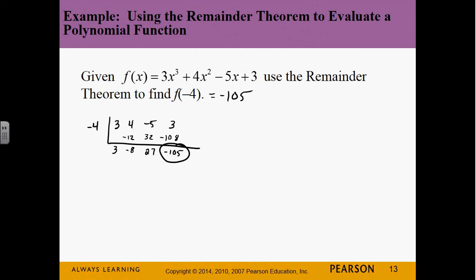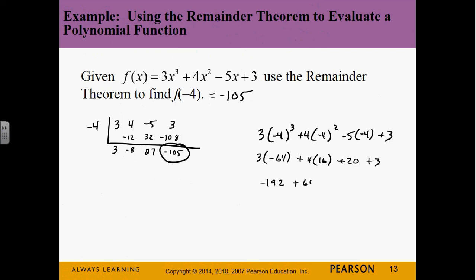Is there an easy way to check that and verify that's true? Plug in negative 4 and see if it comes out. Right. We can find f of any number, right? We just plug that number into our function. So we get 3 times negative 4 cubed plus 4 times negative 4 squared minus 5 times negative 4 plus 3. So that's going to give us 3 times negative 64 plus 4 times 16 plus 20 plus 3. So that gives us negative 192 plus 64 plus 20 plus 3. So negative 192 plus 64 is negative 128 plus 20 plus 3. So that's negative 108 plus 3, which is negative 105. So it works out that, yes.